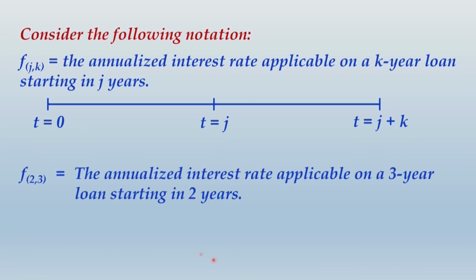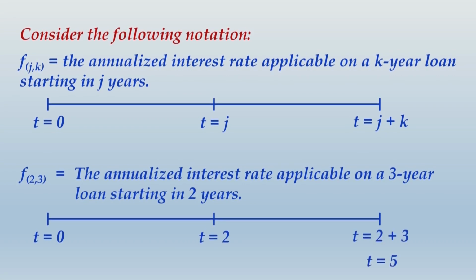f(2,3). How would you interpret this f(2,3)? It is the annualized interest rate applicable on a 3-year loan starting in 2 years. That means the loan will initiate after 2 years and the loan will be for a period of 3 years. So again, if I draw the timeline, currently the time is 0 year. After 2 years, the borrowing will initiate and the borrowing will be for a period of 3 years. So when I write these three timelines, look at this. T equal to 0, right now it is the date of agreement.